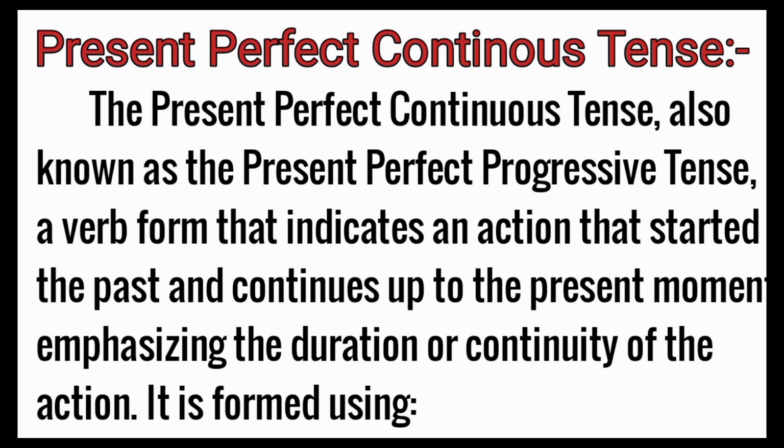Let's get started. The present perfect continuous tense, also known as the present perfect progressive tense, is a verb form that indicates an action that started in the past and continues up to the present moment, emphasizing the duration or continuity of the action. It is formed using the following structure.